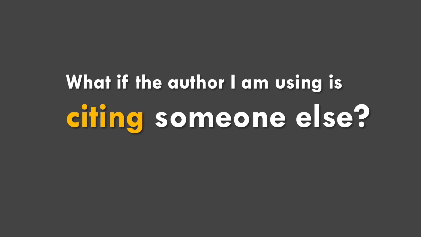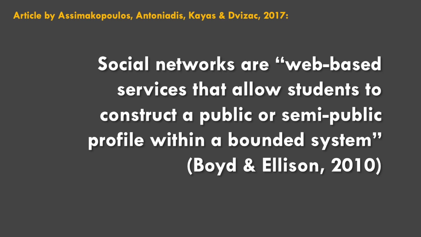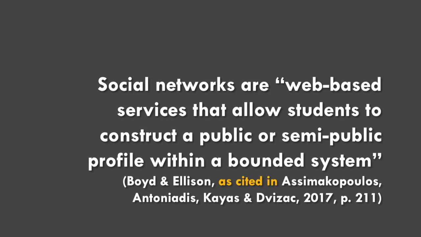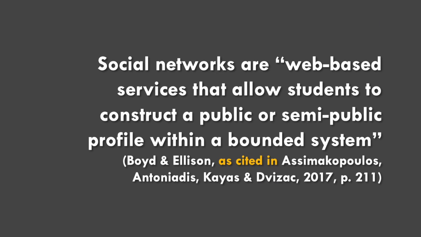One question that we get asked regularly is, what if the author you're using is citing another source themselves? This is a little complicated. Here's an example of some information that the author of an article you are reading has cited. The Asimacopoulos article is citing Boyd and Ellison, who are quoted there talking about web-based services. If you wanted to cite that quote from Boyd and Ellison, but you'd only read the Asimacopoulos article, you would put in brackets Boyd and Ellison as cited in, and then the citation that you have read.